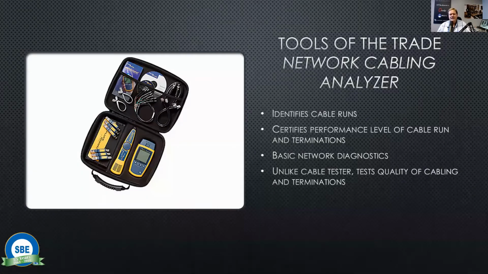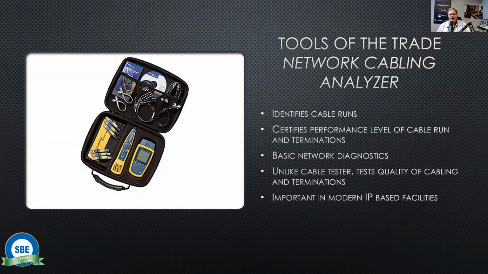Cable testers, and those are out there as well in various forms, are inexpensive, but they only test DC continuity. They'll tell you if you've got an open or a short, or if you've got pairs reversed. But when you look at test instruments from Fluke, they actually give you a lot more information about the connection. And this gets to be really important in modern IP-based facilities. You want as much information as possible when you're trying to troubleshoot these systems.